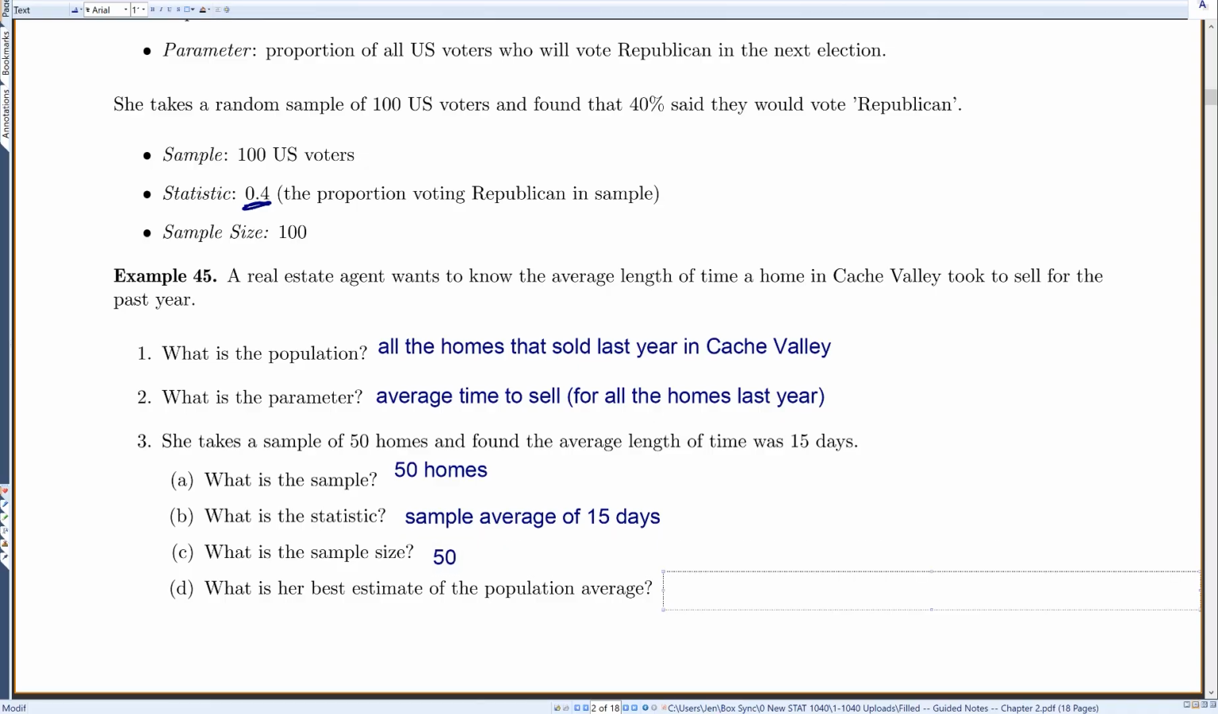And just a little thing to throw in here, what do you think her best estimate would be of the population average? Well, it makes sense to me that my best estimate of the population average would be the sample average, so 15 days. Now there is more to that. We're going to learn later how to find confidence intervals and how to be more precise in our estimates. But for now, the best estimate I have of the population average is that it'll probably be about 15 days.